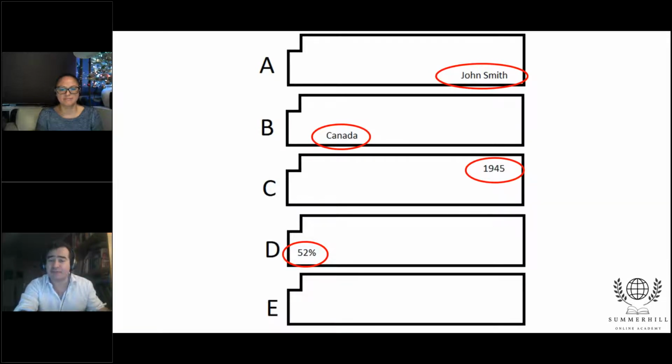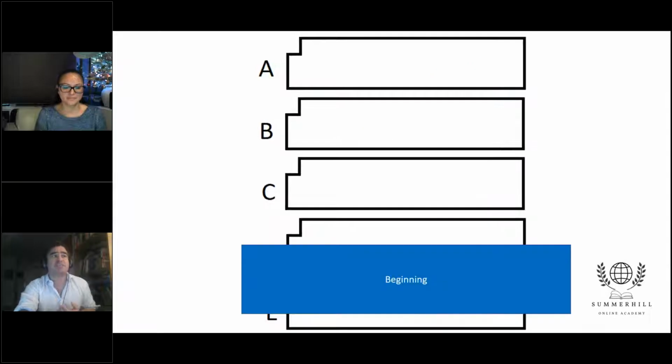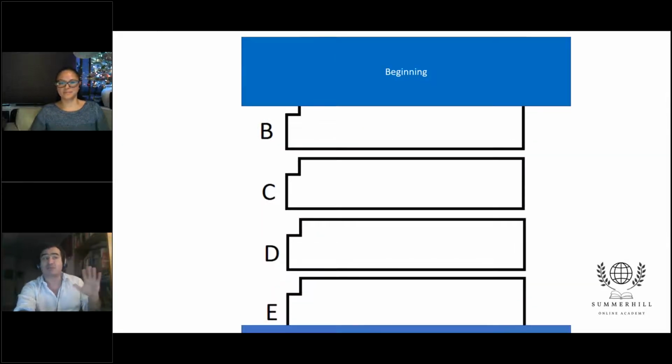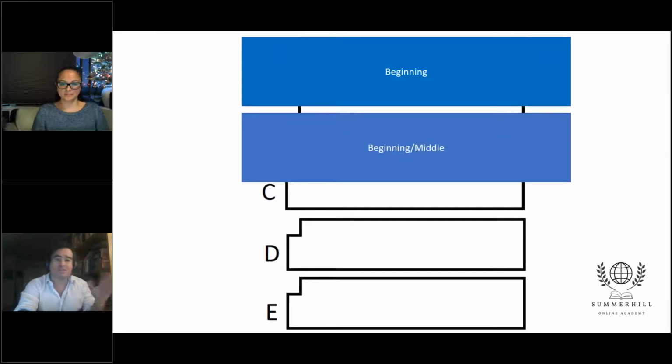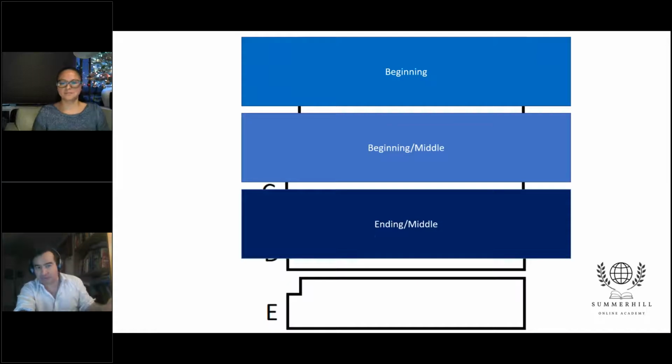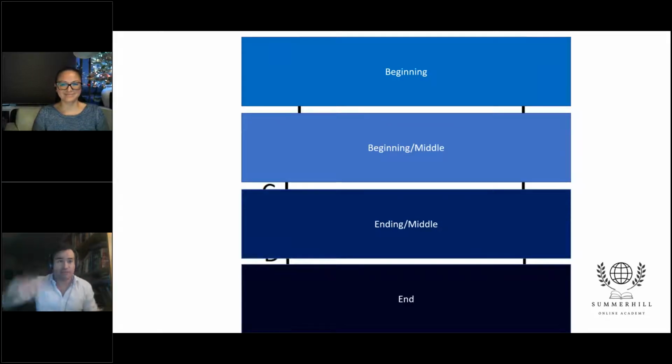So generally speaking, if you can skim very quickly, in that 1 minute, you can usually get an idea. What's the beginning about? What's the beginning middle about? What's the ending middle about? And what's the end about? You can sort of divide your attention and get a general idea about what each body paragraph represents, right? Would you like to add something to that?